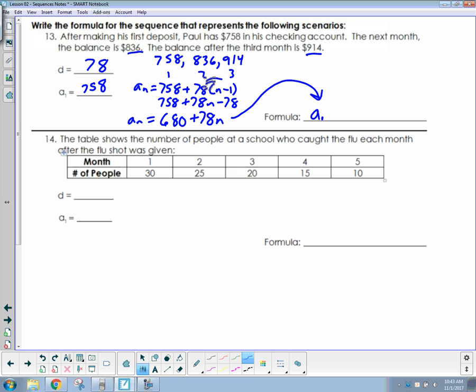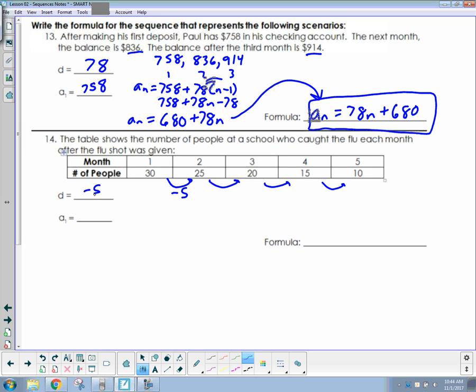14. The table shows the number of people at school who caught the flu each month after the flu shot was given. Okay, so first 30, second month 25. Looks like it's going down, guys. What do you think it's going down by? 5, that's right. We are subtracting 5 every time. So minus 5 for difference. First term is 30. Plug in what you know. So distribute, we get 30 minus 5n plus 5. 35 minus 5n. So a_n equals negative 5n plus 35.